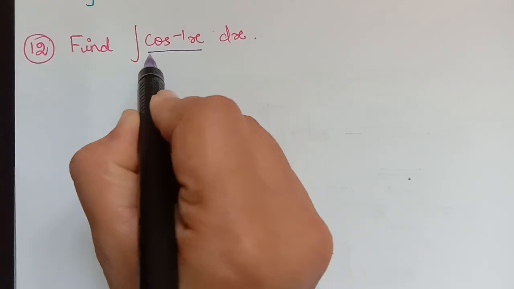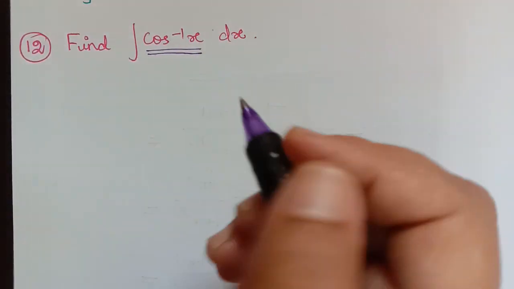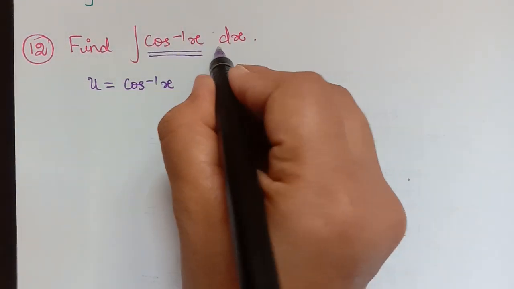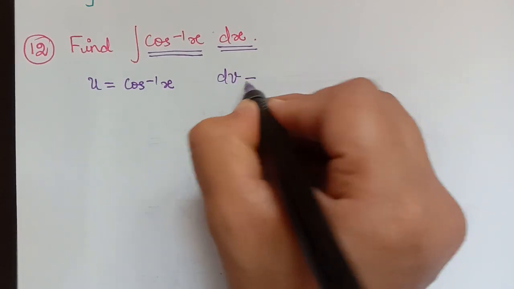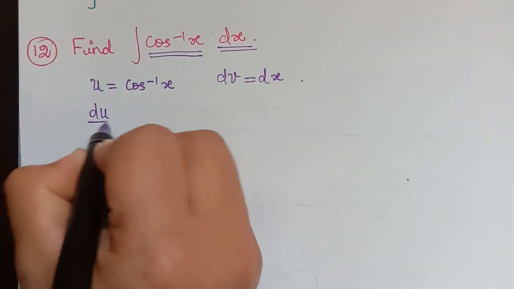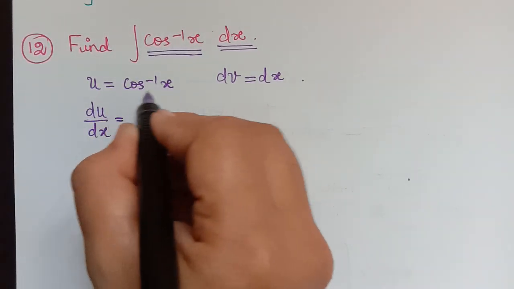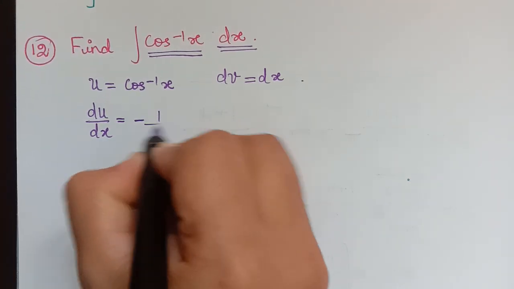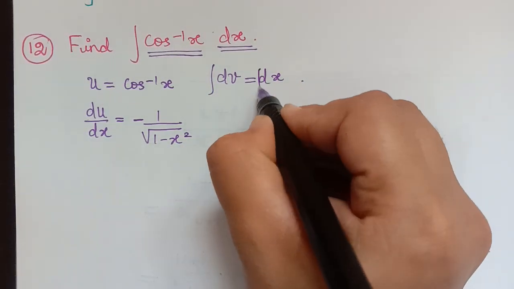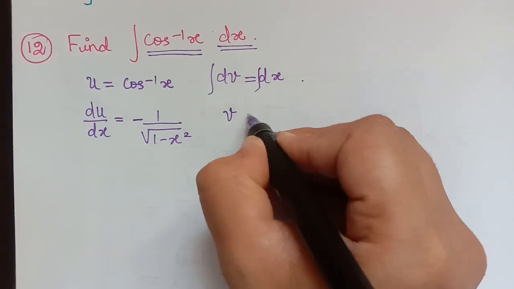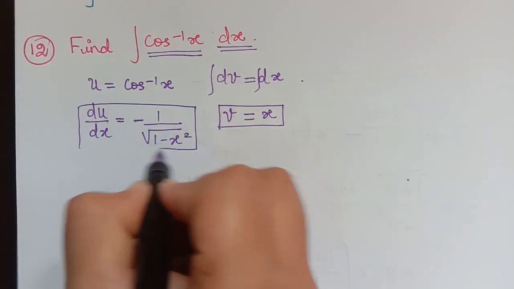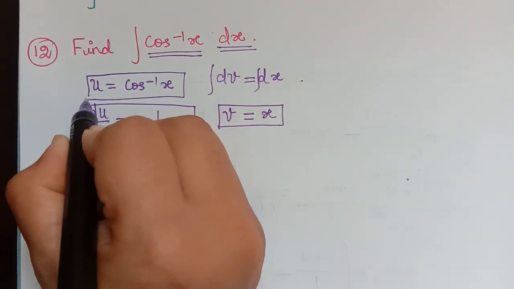choice of u as cos inverse of x because the inverse stands first in the selection. So u is equal to cos inverse of x, and then the remaining dx has to be chosen as dv. So dv is equal to dx. So now on differentiation of u, we get du by dx is equal to the differentiation of cos inverse of x is negative 1 by square root of 1 minus x square. Okay, and then the integral, we have to integrate on both the sides, and integral of dv is v and the integral of dx is x. So this is what we obtain after making the choice of u as cos inverse of x.